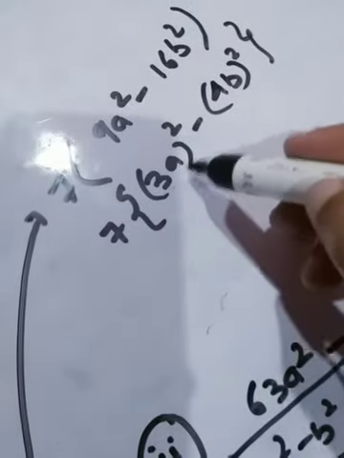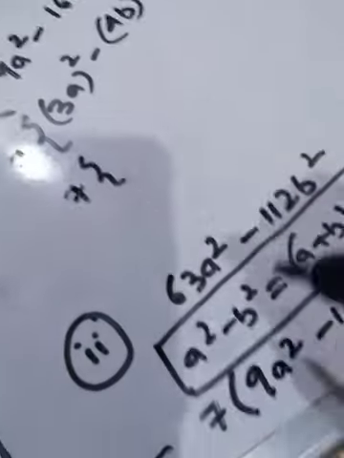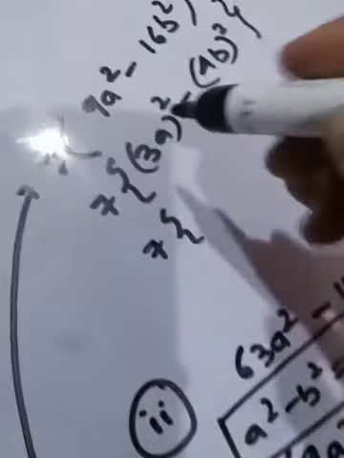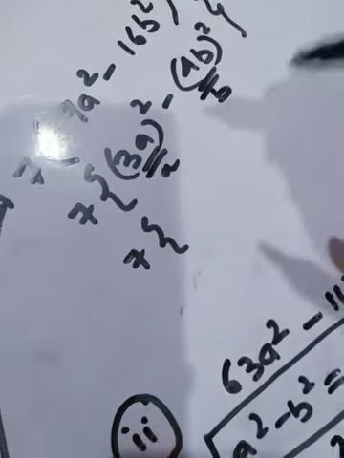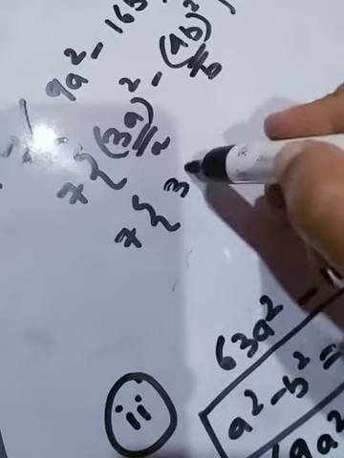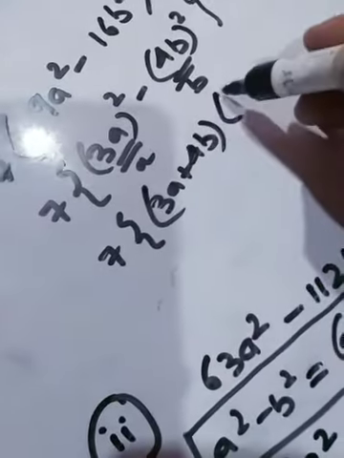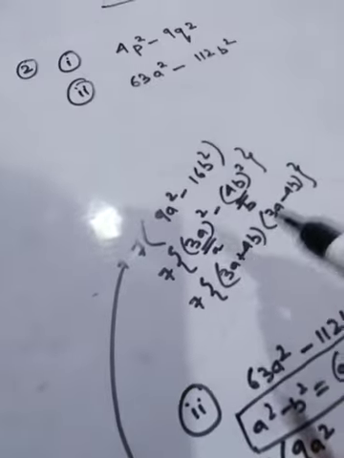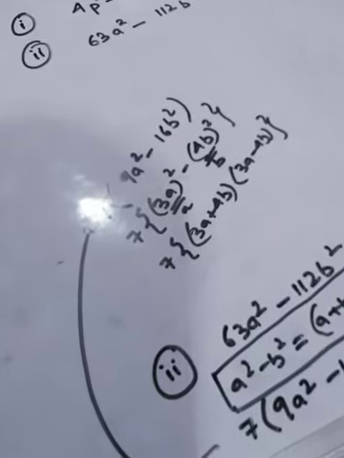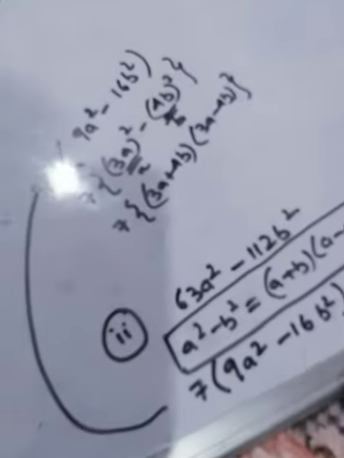Now we can use the identity, that is a square minus b square. What is a square minus b square, students? a plus b, a minus b. So 3a will be considered as a and 4b will be considered as b. So a plus b means 3a plus 4b, and a minus b is 3a minus 4b. So the solution of sum number 2 is 7 times 3a plus 4b times 3a minus 4b. For this session you only have to do two sums, that is sum number 1 and 2 of question number 2. Thank you very much, take care and God bless you all.